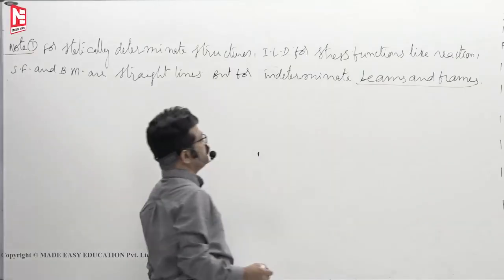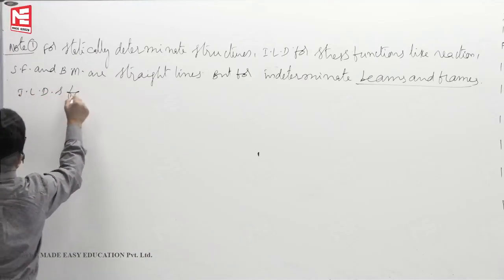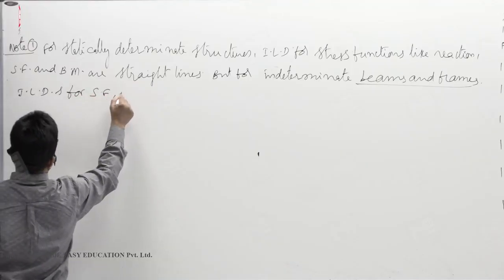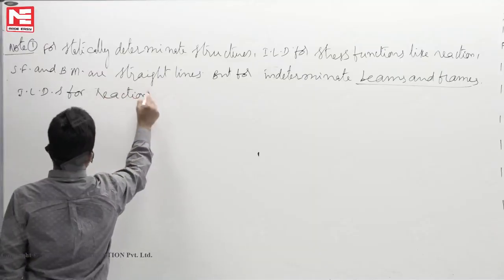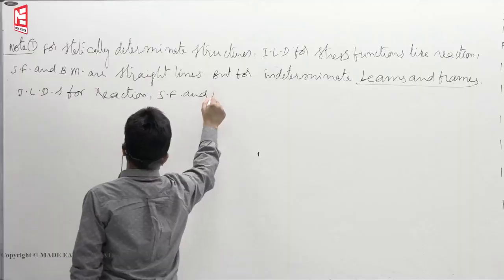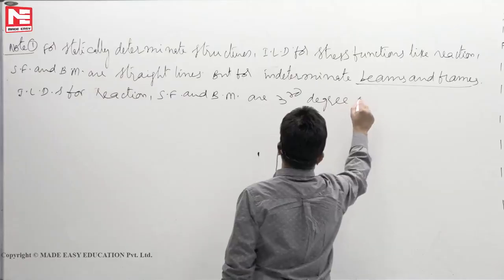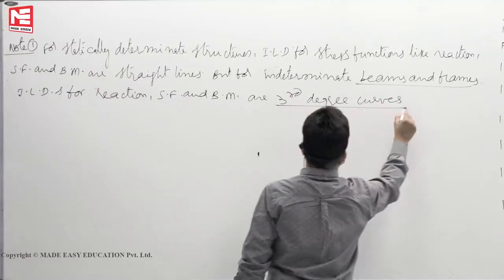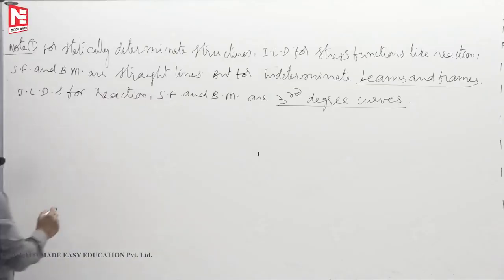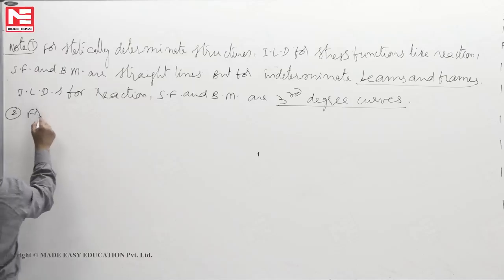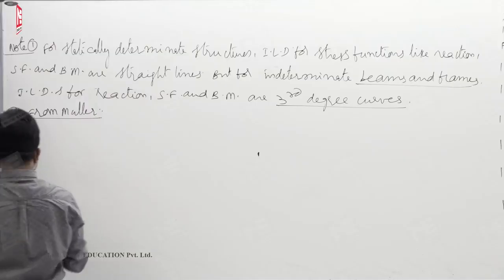But for indeterminate beams and frames, the influence line diagrams for shear force, bending moment, for reaction, shear force, and bending moment are third degree curves. Now, the second observation is from Muller. How to get it? From Muller.